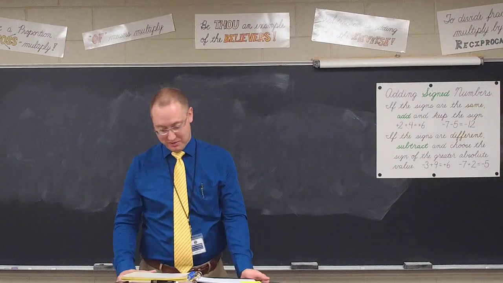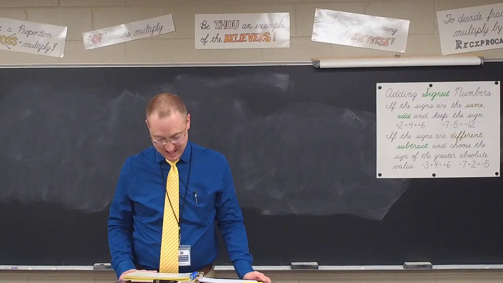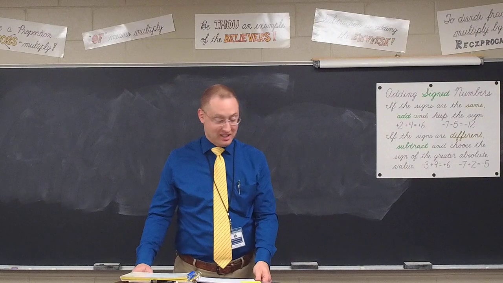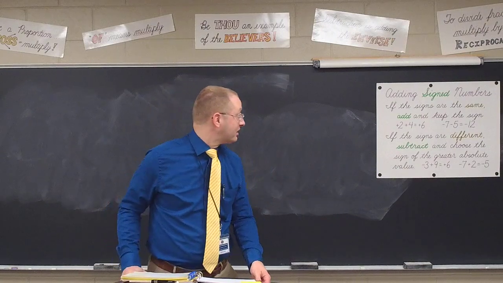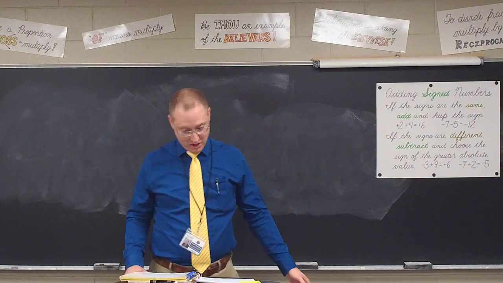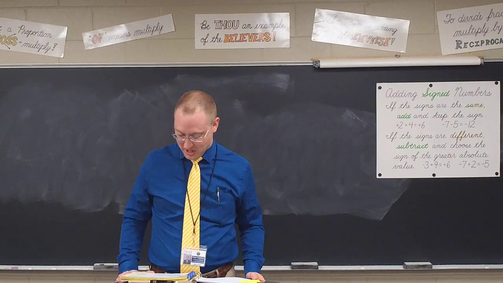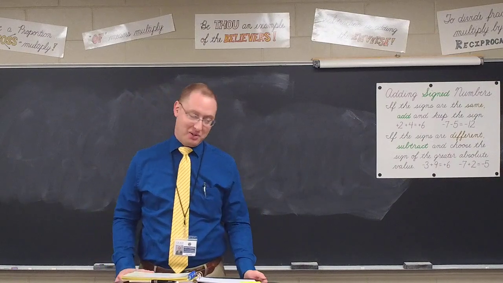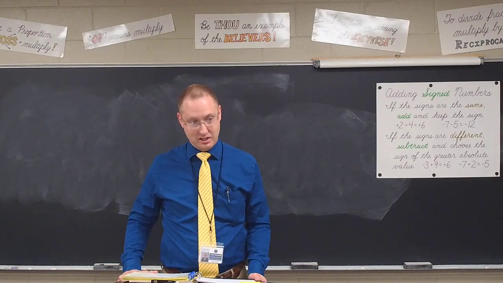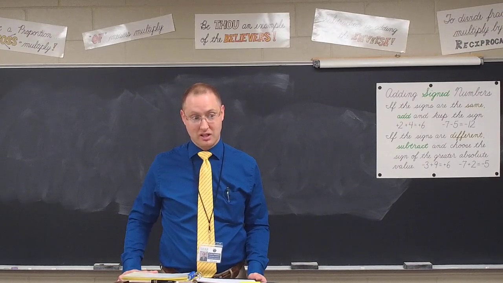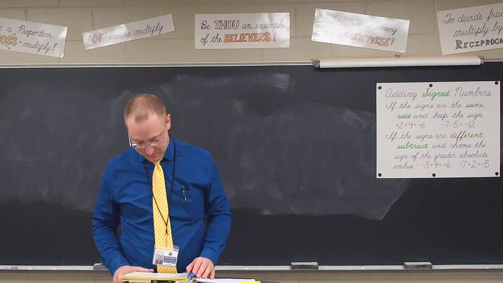What do we got to do? Add and keep the same sign. There we go. So what did you get? Negative 13. Very good. Number 11. The signs are different. What do we got to do, Kirsten? Subtract and choose the sign of the greater absolute value. Good. What'd you get?